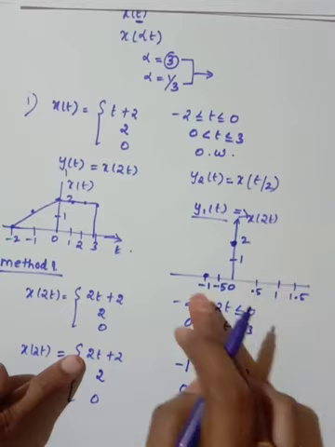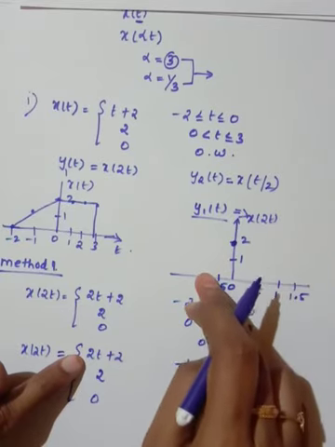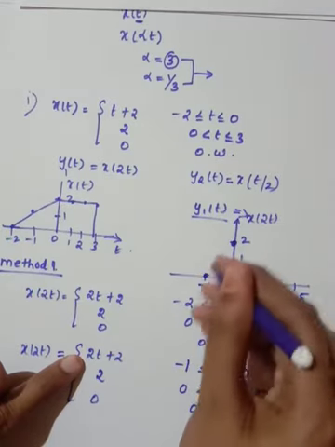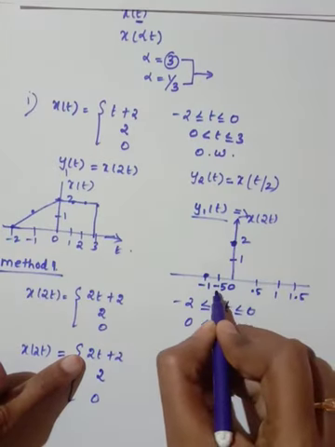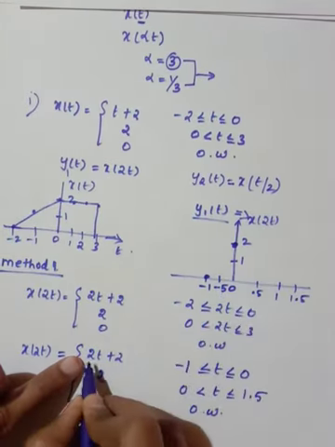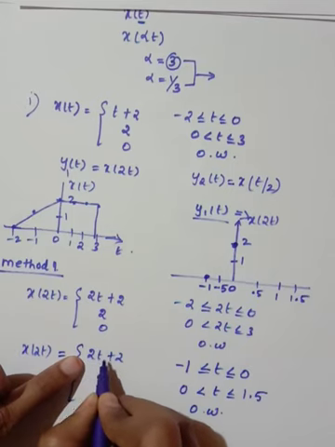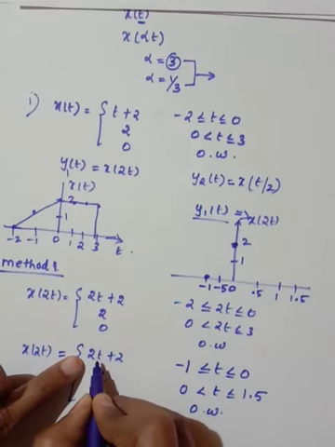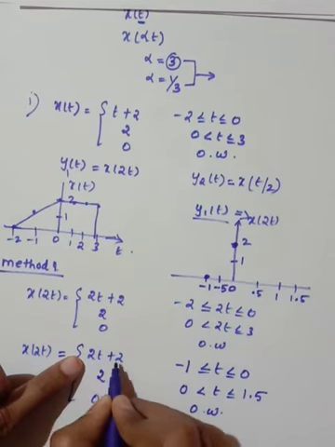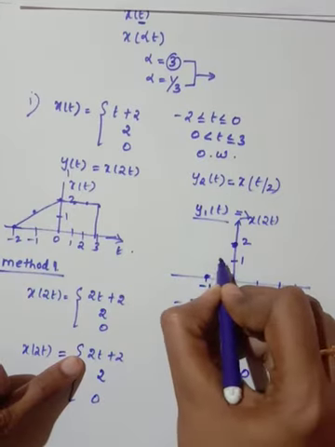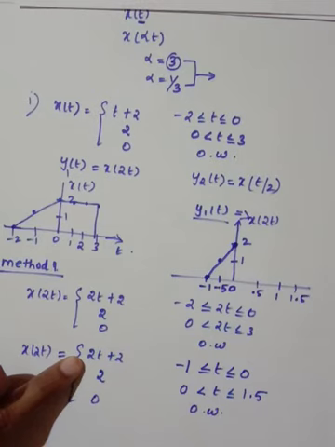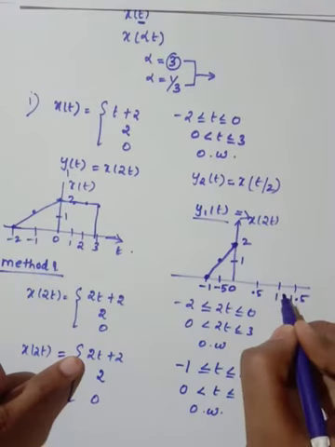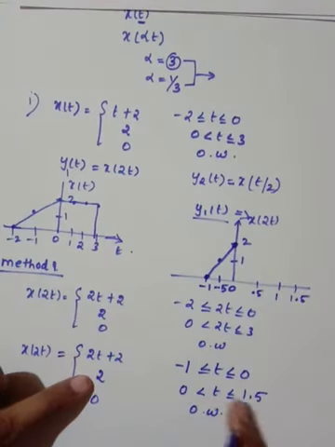In between, I need to know whether it is a slope or what else. For that I substitute minus 0.5. When I substitute 2 into minus 0.5, it becomes minus 1, so minus 1 plus 2 is plus 1. So here you will have a slope like this. Understood? The next one is to substitute the values from 0 to 1.5.